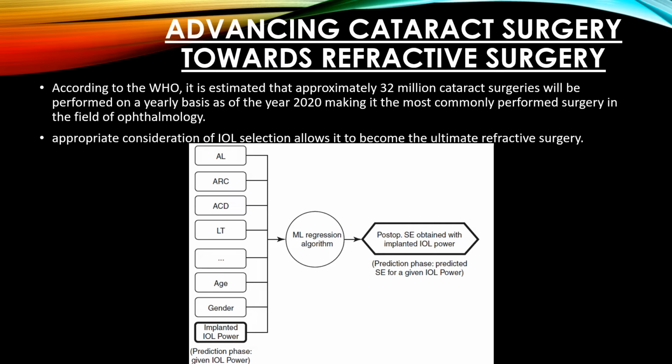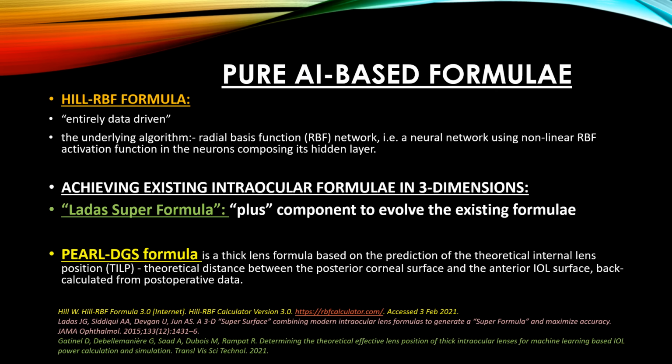So the next time that we want to implant an IOL, from the beginning we will be able to know how much post-op spherical equivalent it's going to induce, and accordingly we can plan the IOL power. There are a number of AI-based formulae that are currently in use in cataract surgeries. So we have the Hill radial basis function formula, which is entirely data-driven. It's a neural network using non-linear radial basis activation function in the neurons composing its hidden layer.